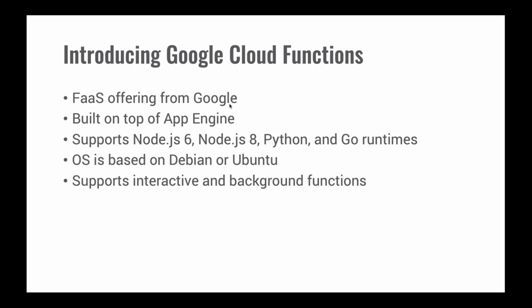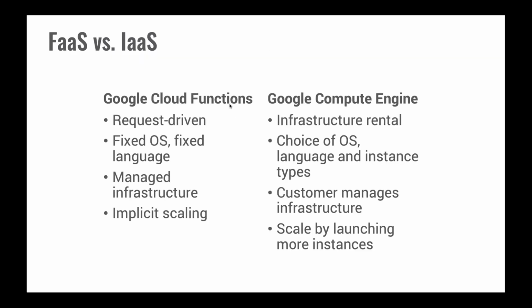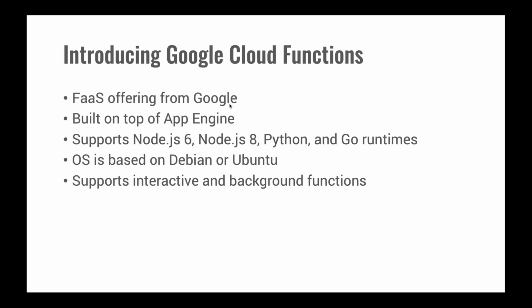Google Cloud Functions supports two types of execution. One is an interactive invocation, and the other one is a background execution. We'll take a look at both of them. So Google Cloud Functions is a serverless FaaS, functions as a service, which means it is always executed in response to an external event. So the use cases for FaaS are slightly different from the rest of the compute environments.